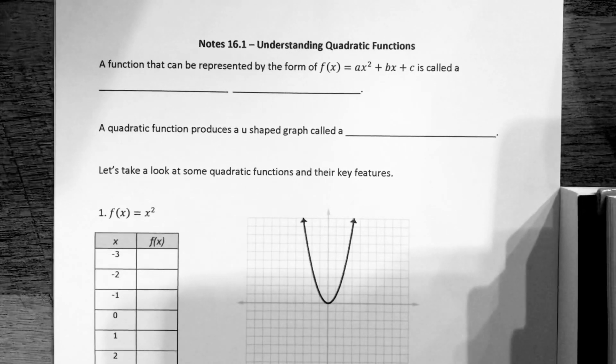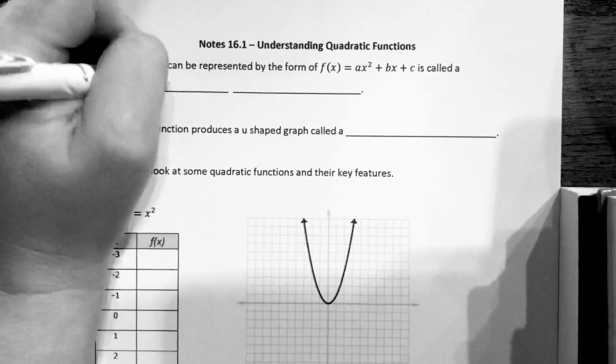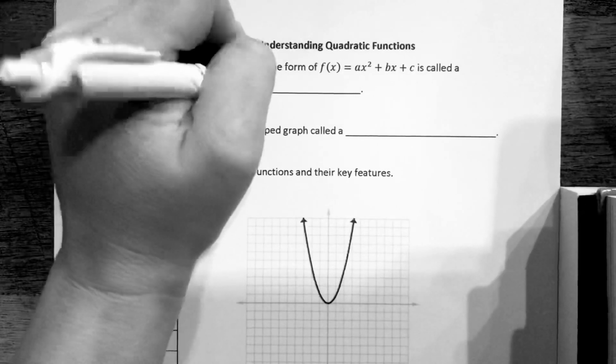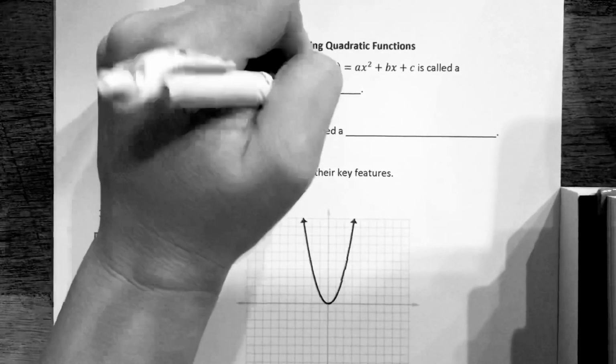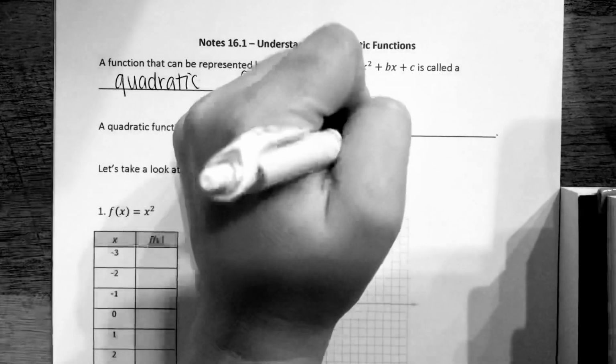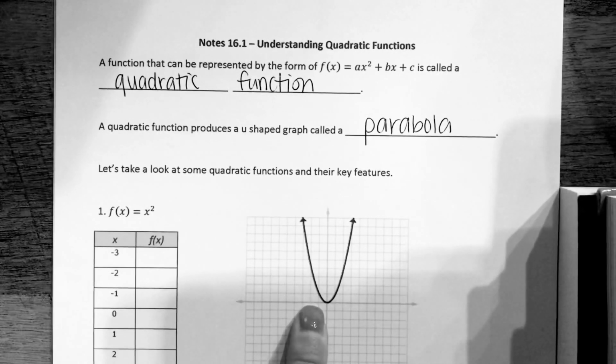The first thing in our notes: a function that can be represented by the form of f of x equals ax squared plus bx plus c is called a quadratic function. This is a new function that we are looking at. This is the first time you will have seen it. A quadratic function produces a U-shaped graph called a parabola. Please don't call it a parabola. It looks like this right here.